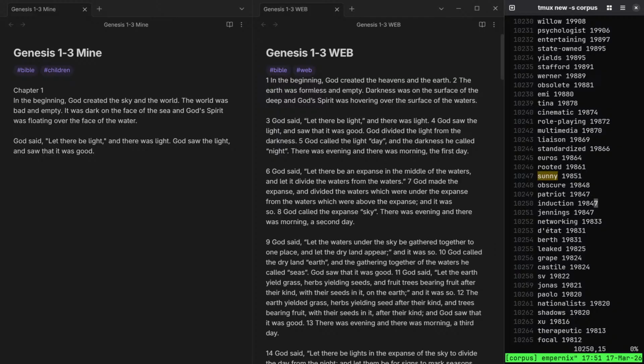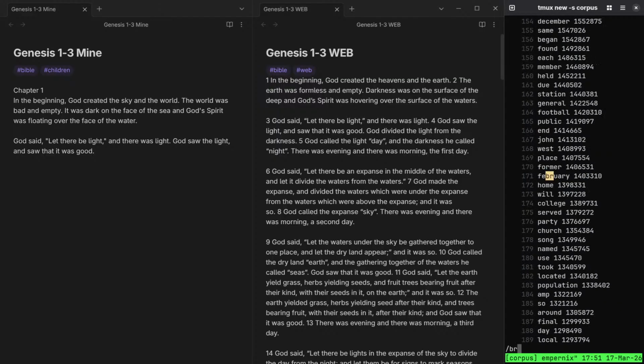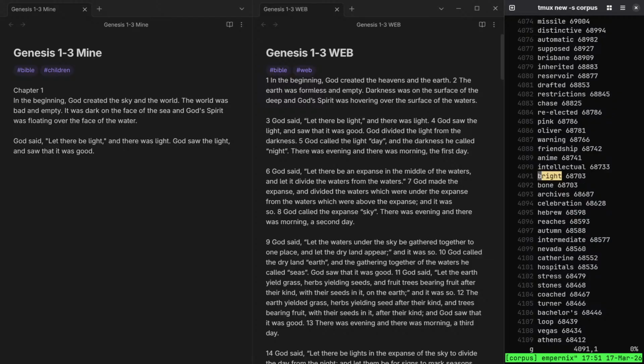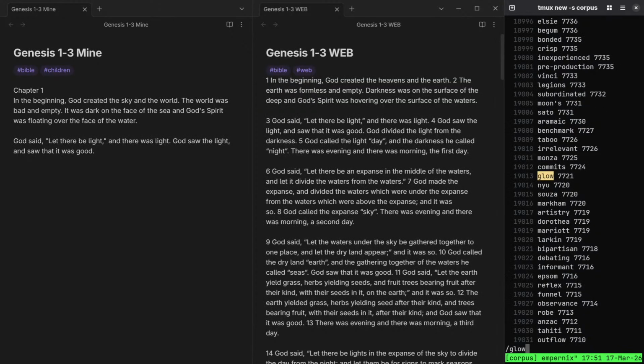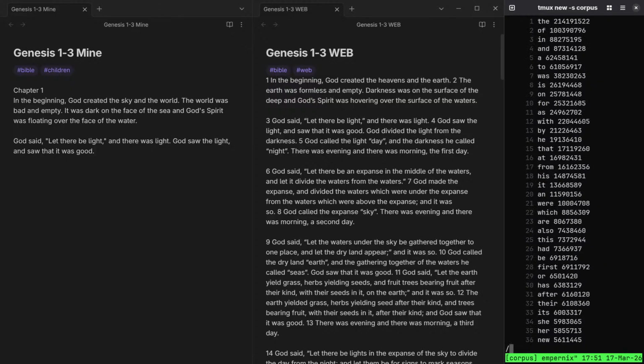Okay. Let's look at bright. That's still less common than light. Light was where again? 585. Okay. Glow. Still less common. Those are all words that are hard for me to say.